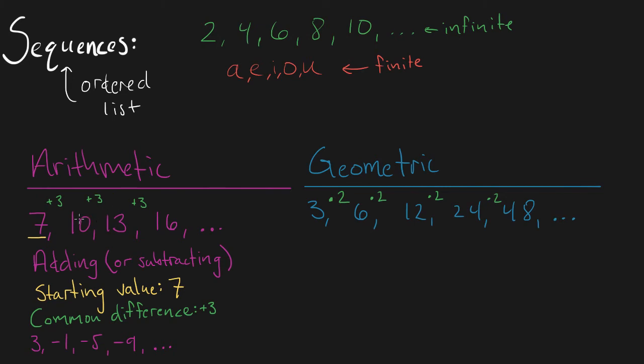One thing that I want to be crystal clear about here is that with both arithmetic and geometric sequences, we're doing the same thing at each step. It's not plus 3 and then plus 2 and then plus 1. It's always plus 3 here. And over here, it's not times 2 and then times 3 and then times 4. It's just times 2, times 2, times 2, times 2, and so on.